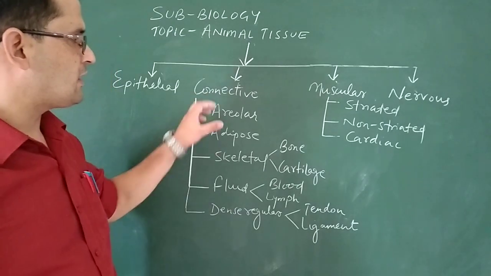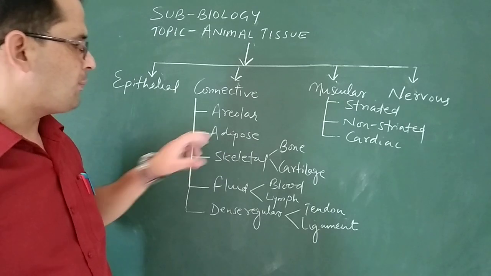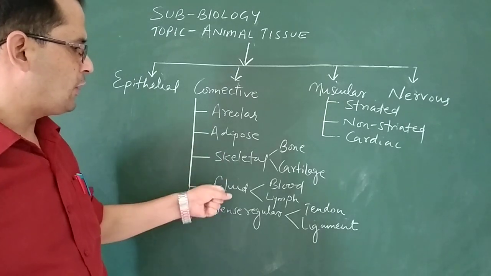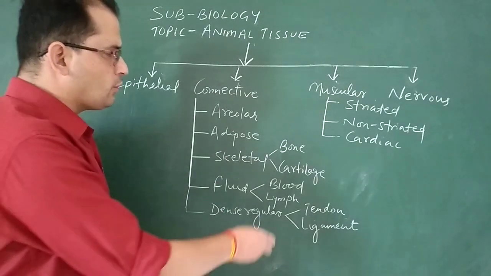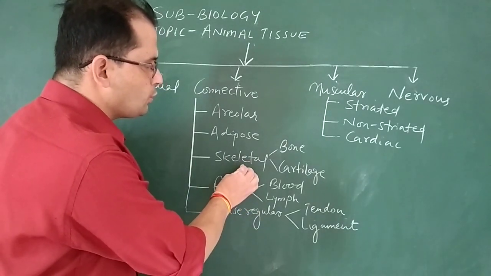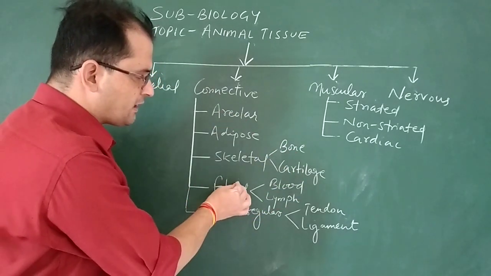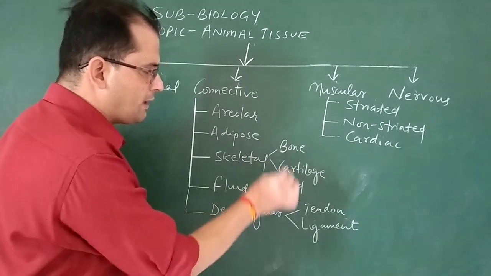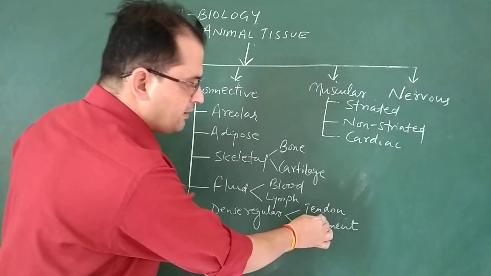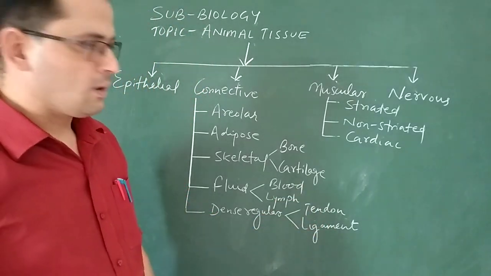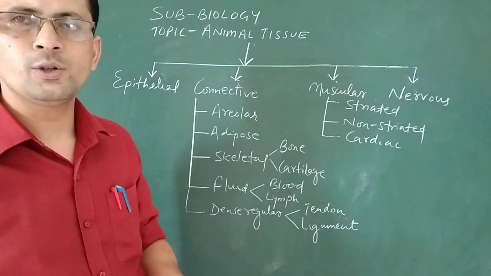Now you can see further that connective tissue is subdivided into areolar, adipose, skeletal, fluid and dense regular. Out of these 5, the skeletal tissue is divided into bone and cartilage. Fluid connective tissue is divided into blood and lymph. And dense regular tissue is divided into tendon and ligament. So these are the subtypes of connective tissue.